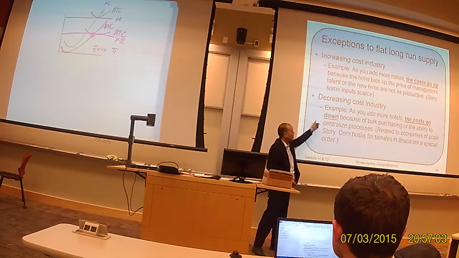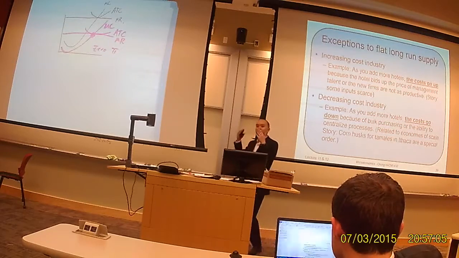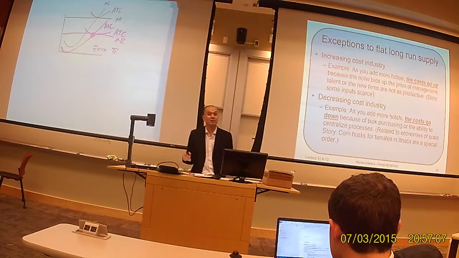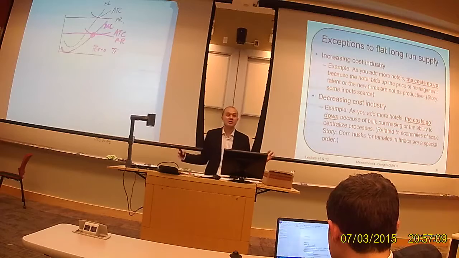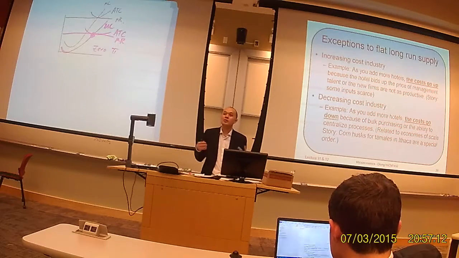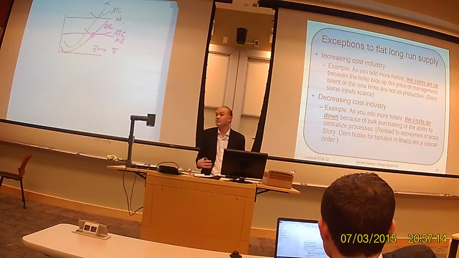In a decreasing cost industry, as you add more hotels, the cost goes down, because one example could be bulk purchasing, or the ability to centralize processing. Opening the first hotel in town is tough because you have to figure out all the local conditions, but the second, third, fourth hotel, you can use bulk buying and get your costs down.